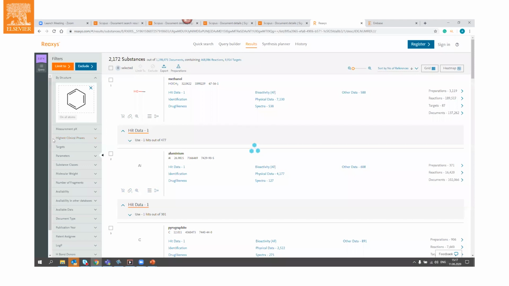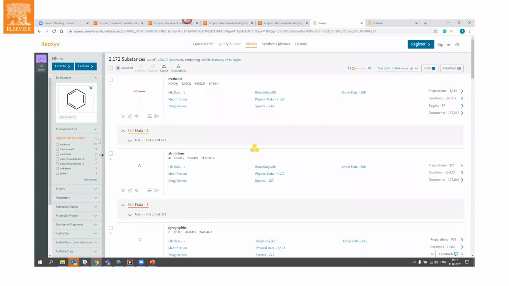Also, what is available here? You have filters for highest clinical phase. So just to focus on the compounds which were at least clinically tested, you can use it.